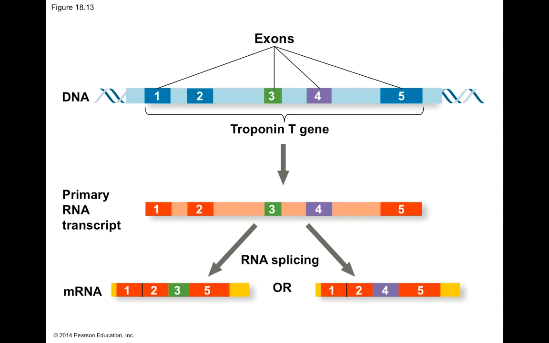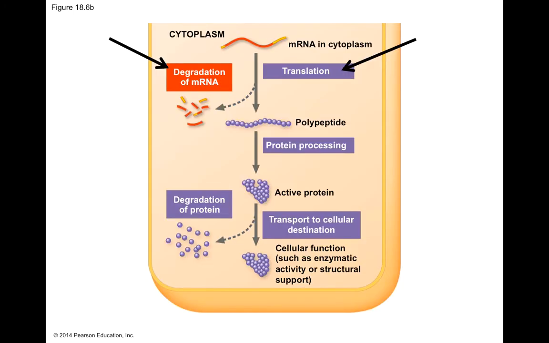Regulation can happen through what's called alternative RNA splicing. One RNA transcript can produce different messenger RNA molecules, depending on which segments are treated as exons and which are treated as introns. Here in this example, one messenger RNA transcript is made up of exons 1, 2, 3, and 5, while the other is made up of exons 1, 2, 4, and 5, and these will each make different polypeptides.